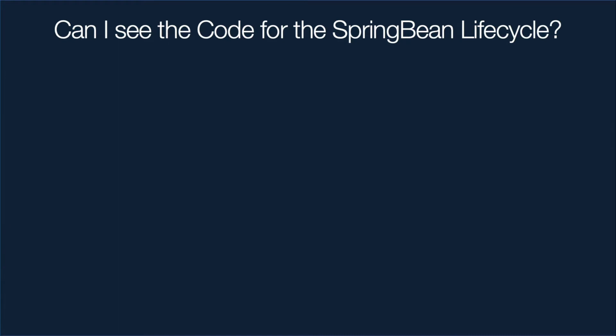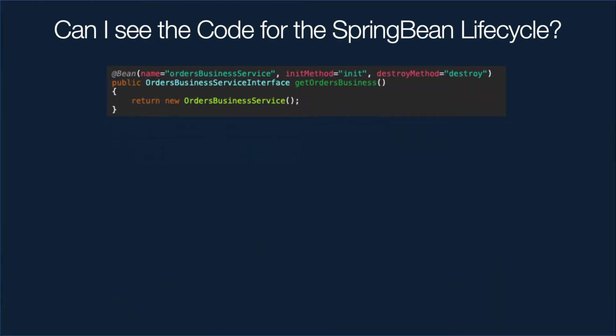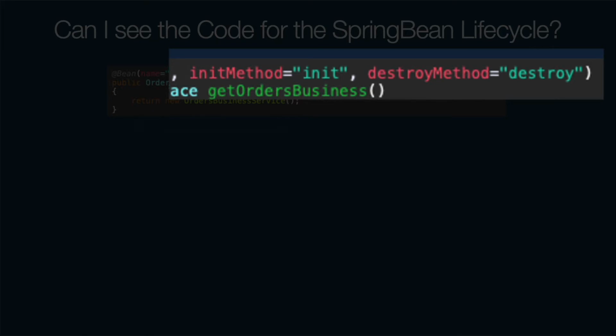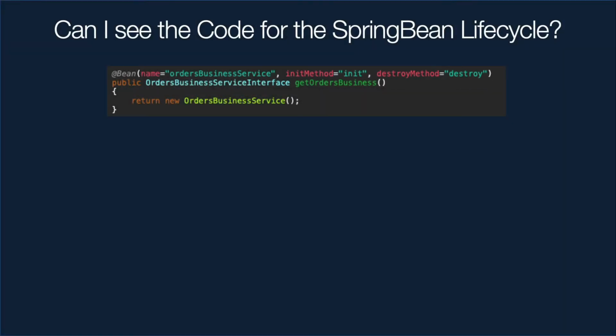So beans come in and out of existence while we run the program. You can see that we have an example code here of an order business service interface. And we have defined an init method and a destroy method. So these are special methods that can be called when the bean is created and then when it is erased. And so we can use both of those.